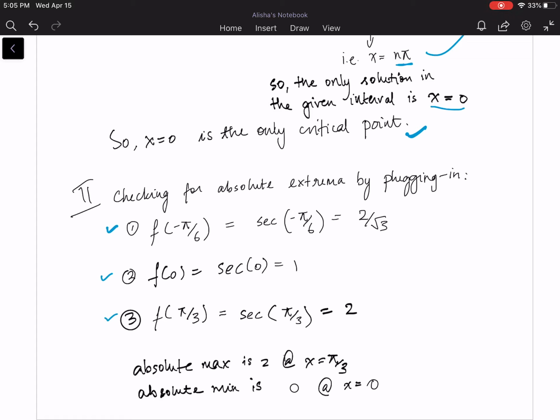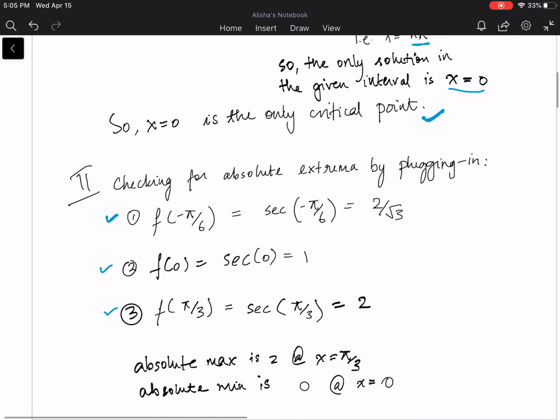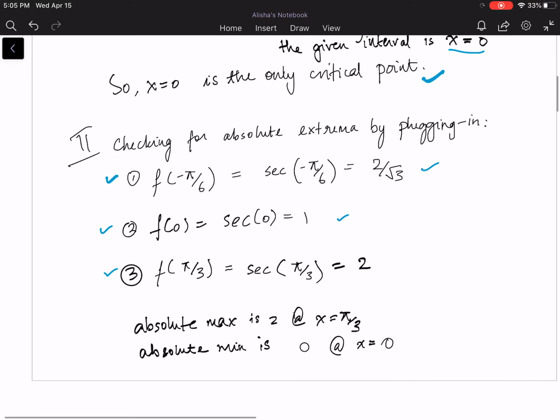So secant of minus pi over 6 is 1 over the cosine of minus pi over 6. You can check, that is 2 over square root 3. Secant of 0 is 1 over cosine of 0, so 1. And then secant of pi over 3 is 1 over cosine pi over 3, which is just 2. So the largest of these values is 2, so that's my absolute maximum value, and that's at x equals pi over 3.